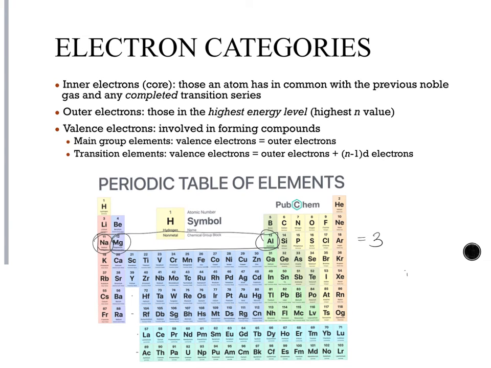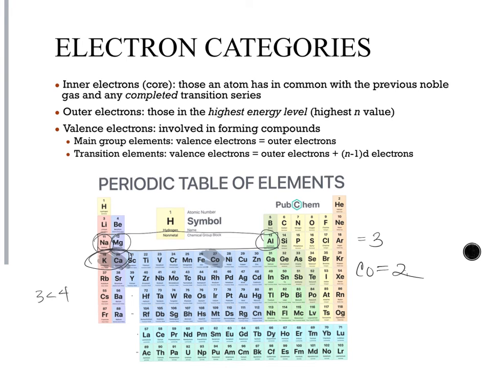Let's do the same thing for a transition element. Let's say cobalt. For cobalt, the rule still applies. It's those in the highest energy level. Remember that cobalt, right here, this corresponds to the 3d sublevel, and this is the 4s sublevel. So I do not count the electrons that are in the 3d sublevel as those in the highest energy level, because 3 is obviously smaller than 4. I only count the electrons that are in the 4s sublevel, and there's a total of 2. So for cobalt, the number of outer electrons is 2.